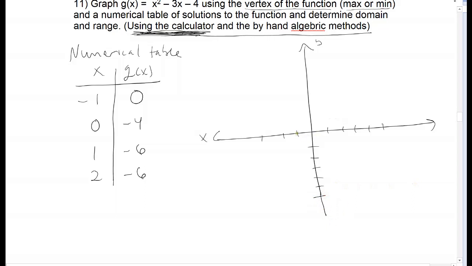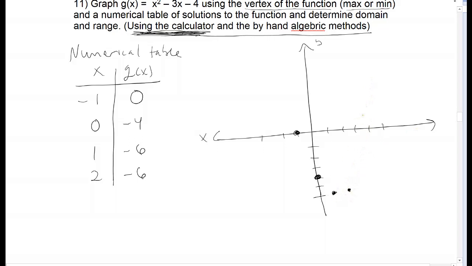Alright, -1, 0 puts me here. 0, -4 puts me there. 1, -6 puts me there. 2, -6 puts me there. I'm going to assume the parabola is opening up, and so the vertex is somewhere between these two points.